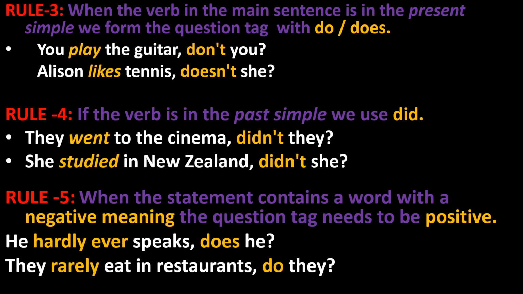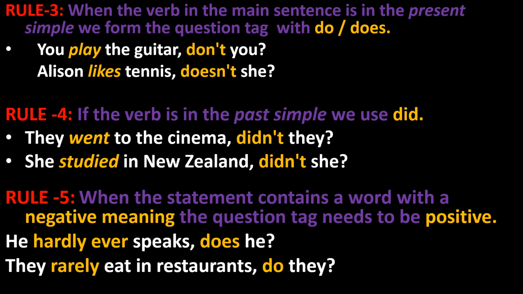Rule 4. If the verb is in the past simple, we use did in place of the verb. They went to the cinema. Here the verb went is in the simple past tense. We use did in the place of went: didn't they? The sentence is positive, so we frame the question tag with a negative one. Didn't they? They is the appropriate subject of the positive statement.